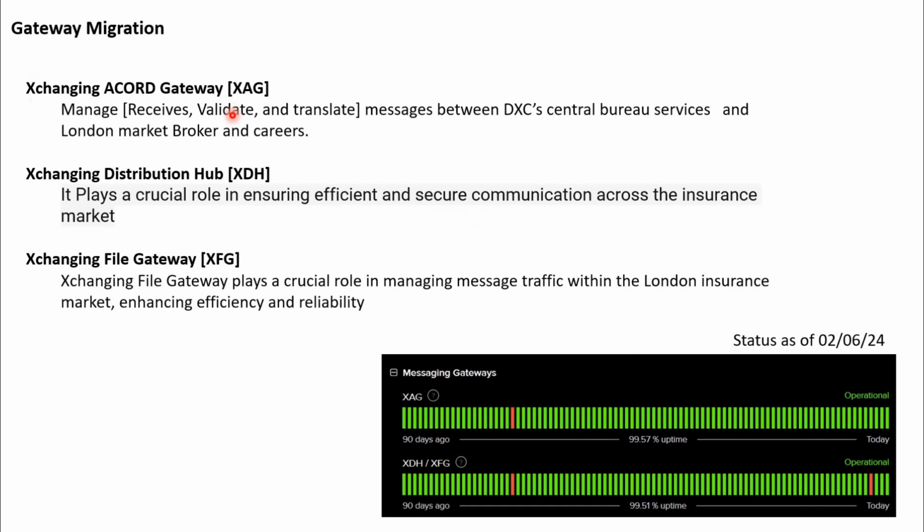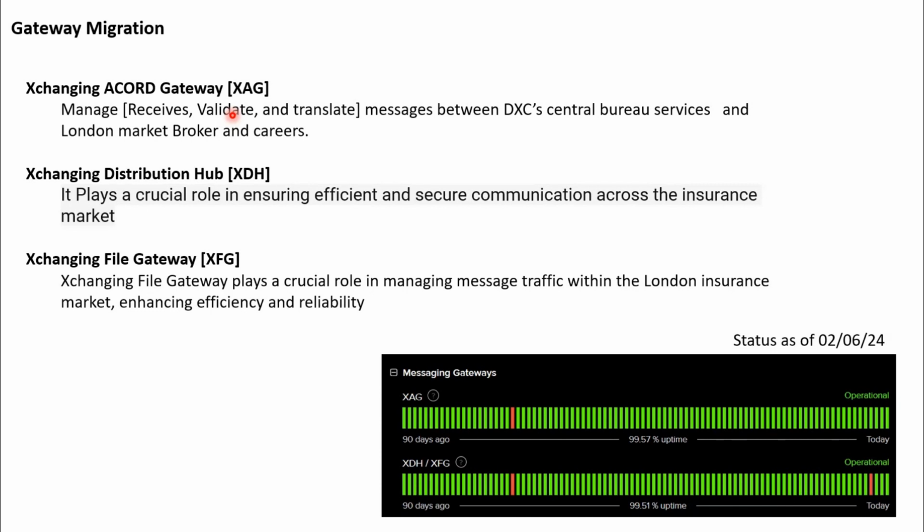Exchanging ACORD Gateway, or XAG, plays a crucial role in facilitating communication and data exchange within the London insurance market, ensuring efficient and standard processing of various services. It handles the receipt, validation, translation, and forwarding of incoming and outgoing ACORD messages or ACORD-like messages, say for example ACORD for all. It's basically a gateway service between the DXC Bureau Services, which is also known as Velonotics and formerly known as Xchanging, and the London market brokers and carriers.